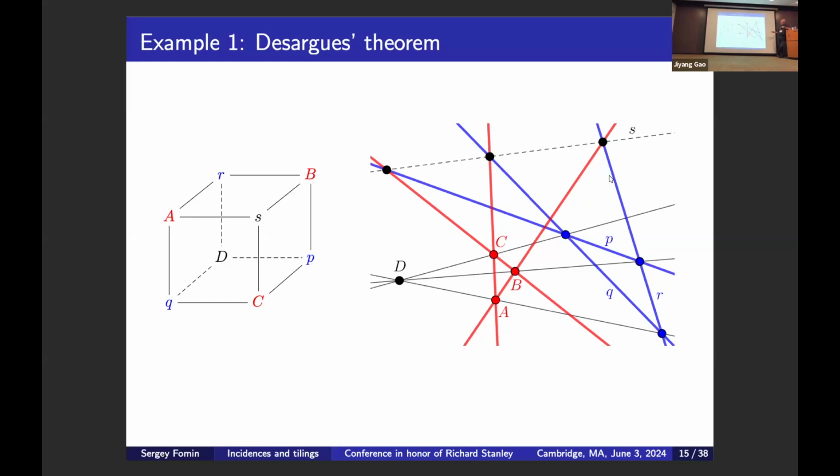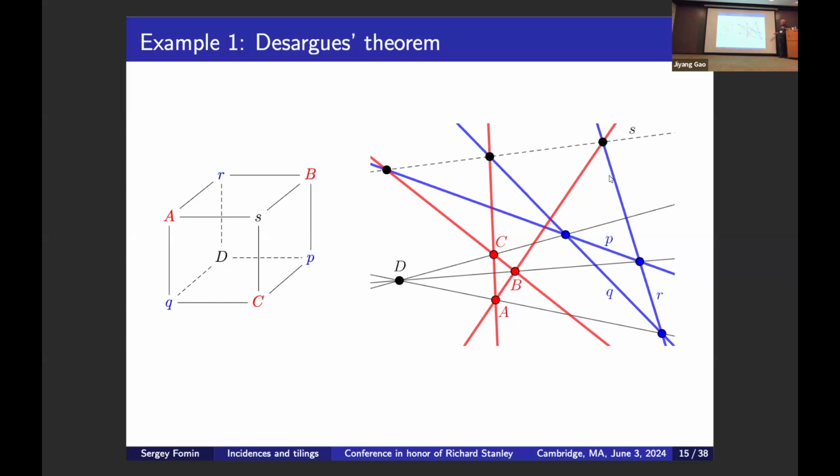Don't ask me how, but I decided to look at this particular quadrangulation of the sphere, also known as a cube. The black vertices correspond to points A, B, C, D. The white vertices correspond to lines P, Q, R, S. And these are the lines and the points that you see here in the picture. So P, Q, and R are the sides of the blue triangle, A, B, and C are the vertices of the red triangle. And then you check coherence.